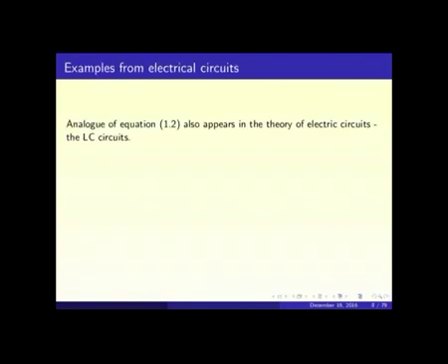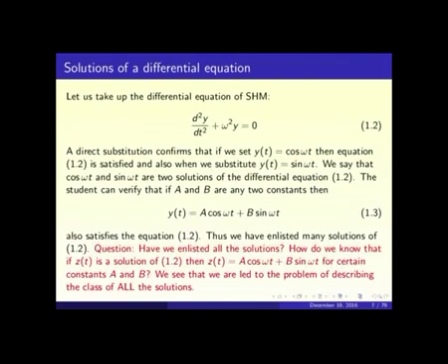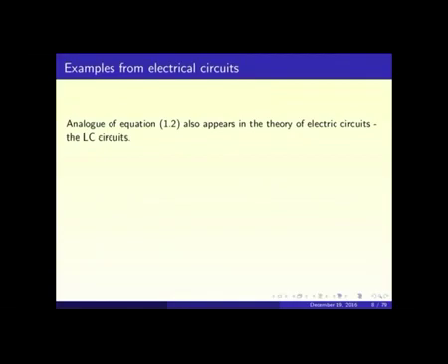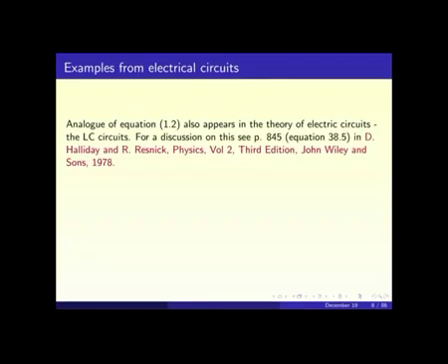Let us look at some examples of electrical circuits. What is the analog of 1.2? 1.2 is a mechanical system of a simple harmonic motion of a particle moving along a straight line by a force which is linear and in opposite direction. Analog of 1.2 also arises in the theory of electrical circuits, namely the LC circuits. The L stands for inductance and C stands for capacitance.